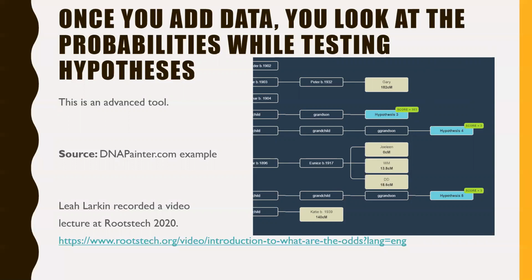You can look at some examples at dnapainter.com. Also, Leah Larkin, who is the originator and creator of the WATO tool, recorded a video lecture at RootsTech just a few months ago in February, I believe, and it's free on RootsTech about what are the odds. So if you want to get a really good overview from the person who made the tool, it might be really good to try out that free video on RootsTech. And don't forget, those RootsTech videos are available for quite a long time, and there are hundreds of them. So go there and learn to your heart's content for free.